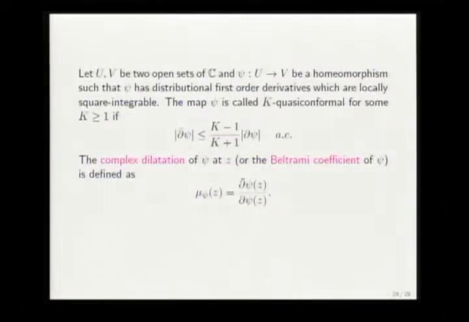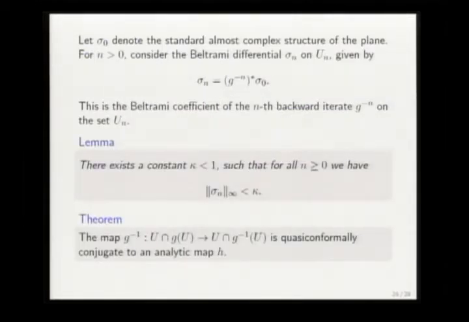Okay, this is a little bit about the Beltrami coefficient and the complex dilatation, but I have a feeling everybody knows about this, so I will move on. You take sigma naught, the standard almost complex structure on the complex plane. You look at sigma n, the Beltrami differentials, which are the pullbacks under G iterated minus n times of sigma 0. These are Beltrami differentials defined naturally on the sets Un.